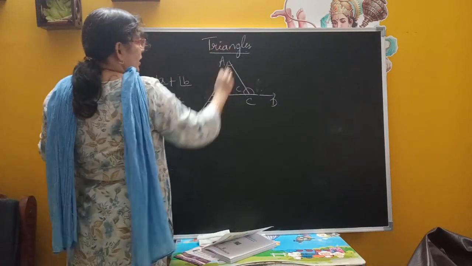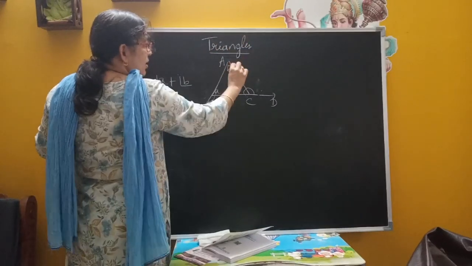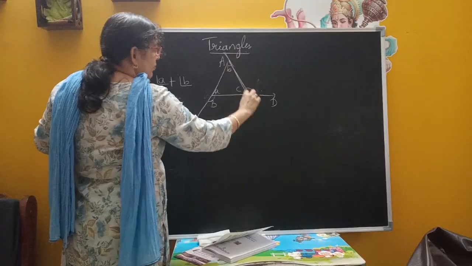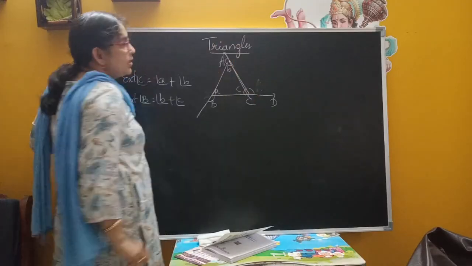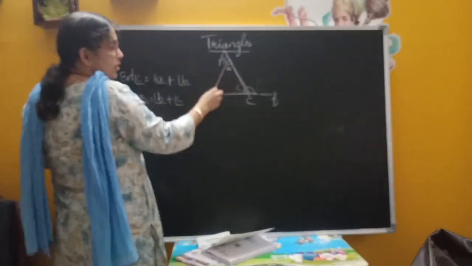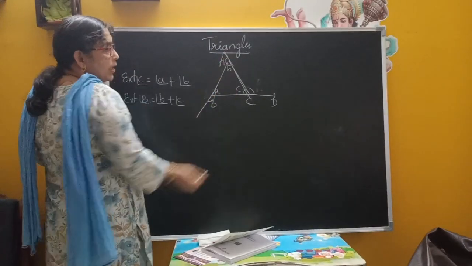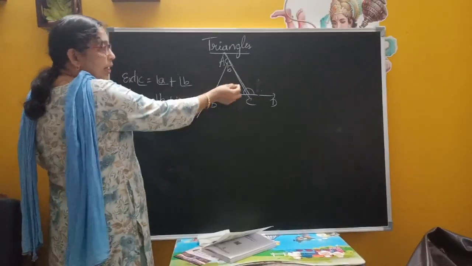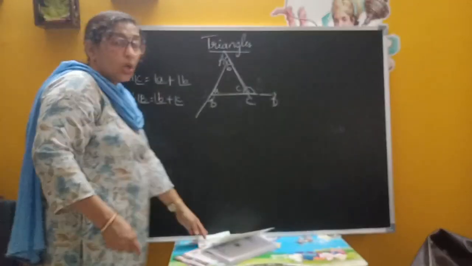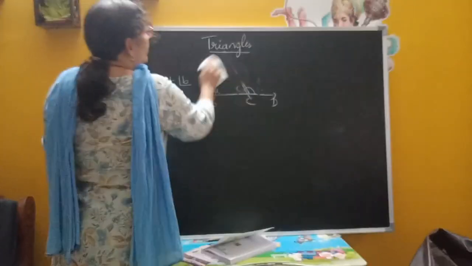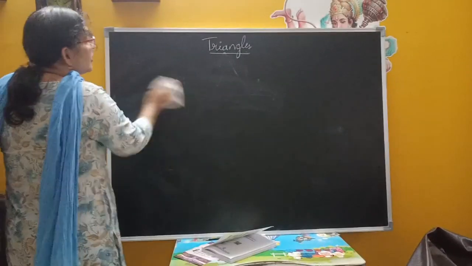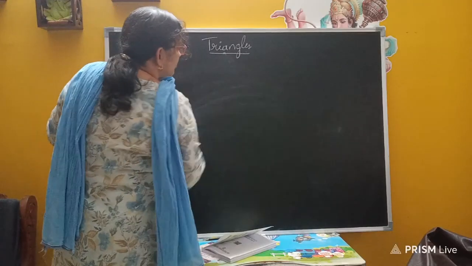Suppose we get this part, either here or here, extended like this. Then this angle is equal to how much? The opposite interior angles are A and C. So exterior angle A is equal to angle A plus angle C. This is called the exterior angle property of a triangle. So these are basic things about triangles.